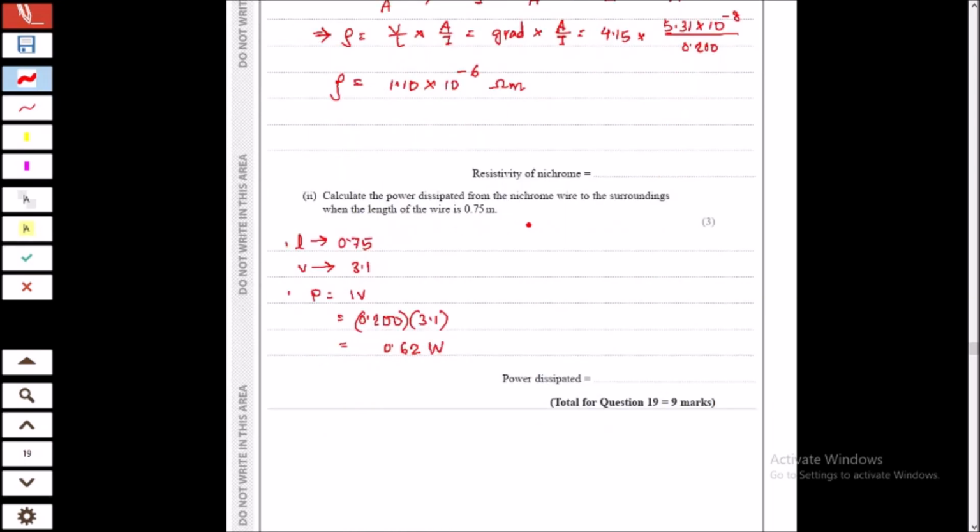So you substitute all these values, you get the value for resistivity. Calculate the power dissipated from the nichrome to the surrounding when the length is this much. So when the length is 0.75, from our graph above we can find that the voltage is 3.1. So we know that current is constant, 0.2. It was said in the previous part that current should always be constant, 0.2. We know the voltage, P is equal to IV. We can calculate the power.